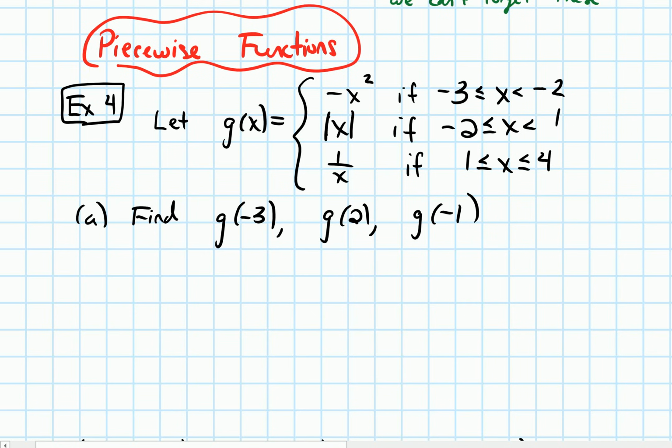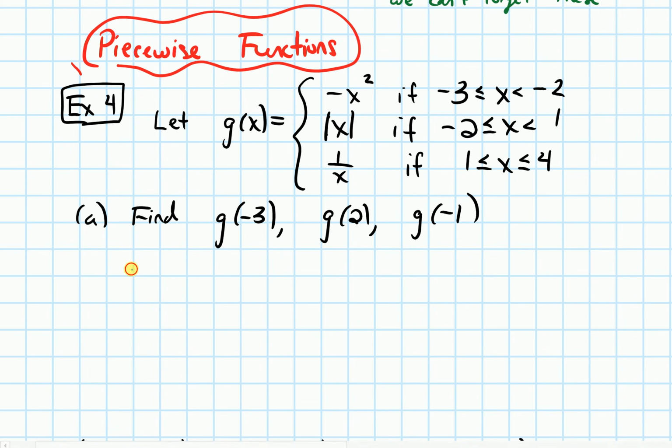In this video, we're going to do an example with a piecewise function. So this is example 4, continuing the numbering of examples from the previous videos. So g of x equals this piecewise function that we have here. And in part A, I want to find g evaluated at these 3 different values.